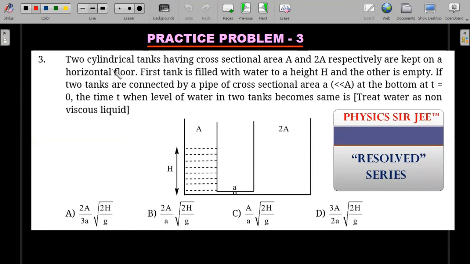Right. Two cylindrical tanks having cross-sectional area A and 2A respectively are kept on a horizontal floor. First tank is filled with water to a height h and the other is empty. If the two tanks are connected by a pipe of cross-sectional area small a, very small compared to capital A, at the bottom, at t equal to 0, the time t when the level of water in the two tanks becomes the same is... Treat water as a non-viscous liquid. This is the idea that he has given, and you're supposed to solve for it.